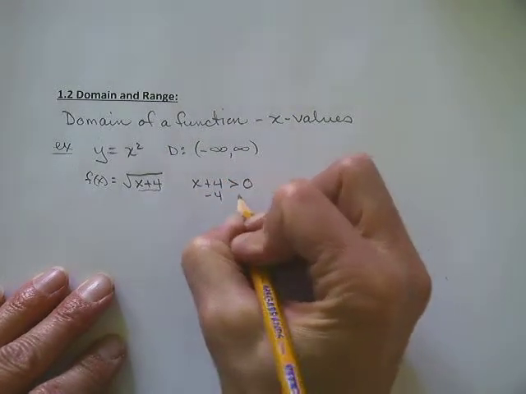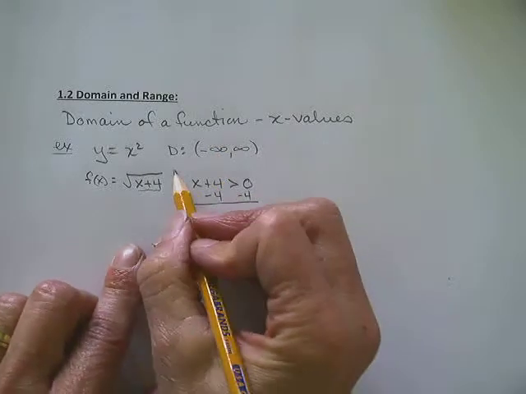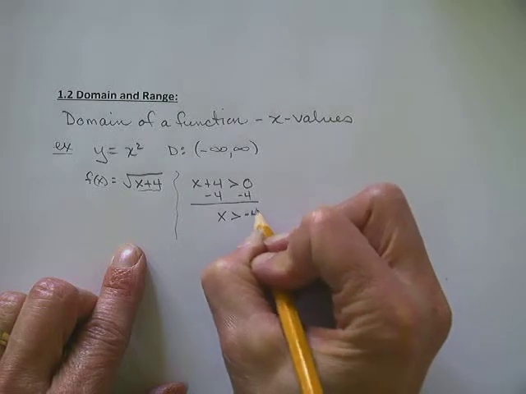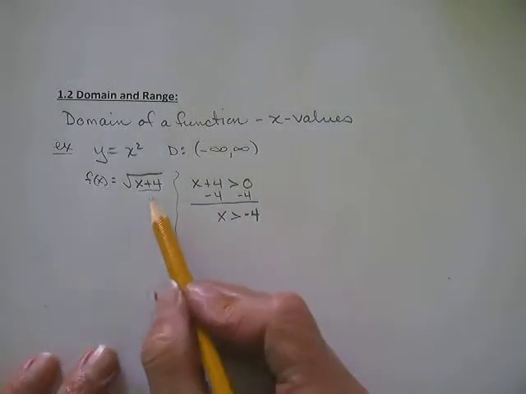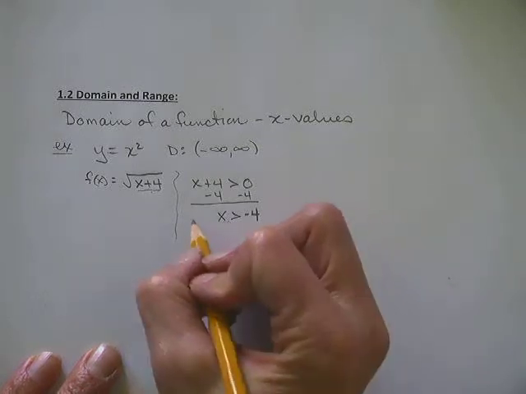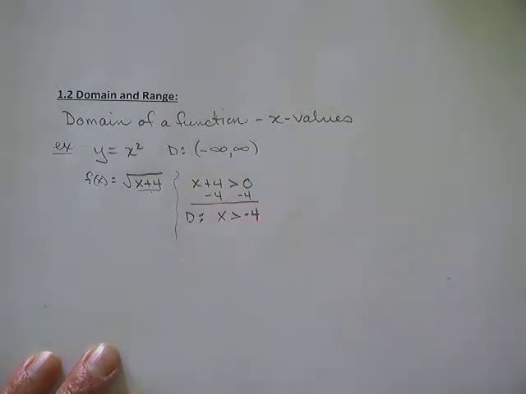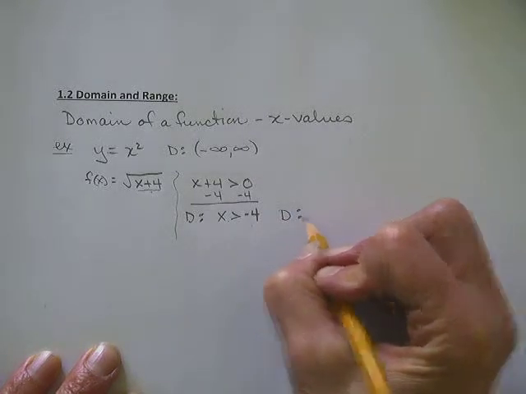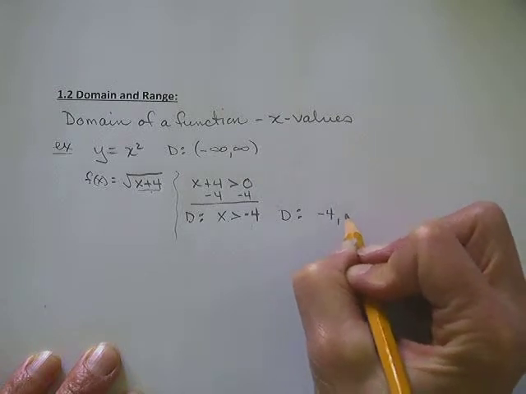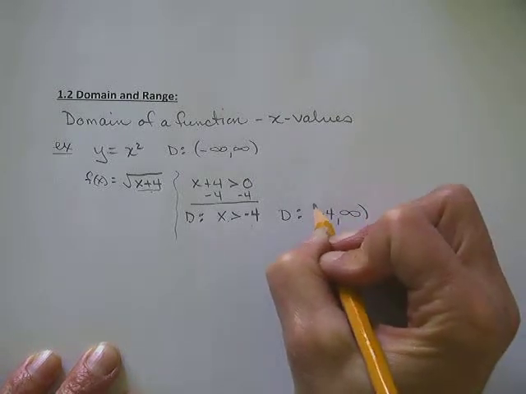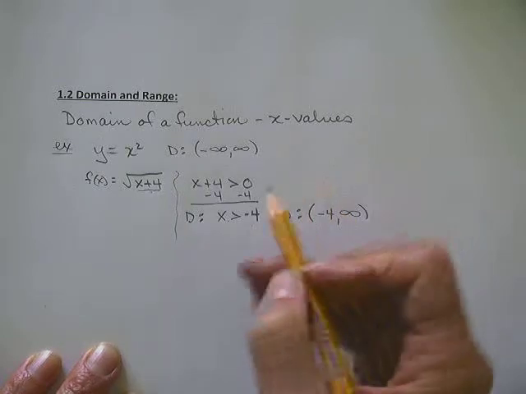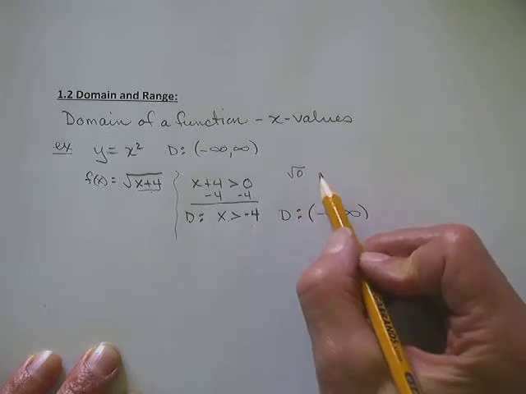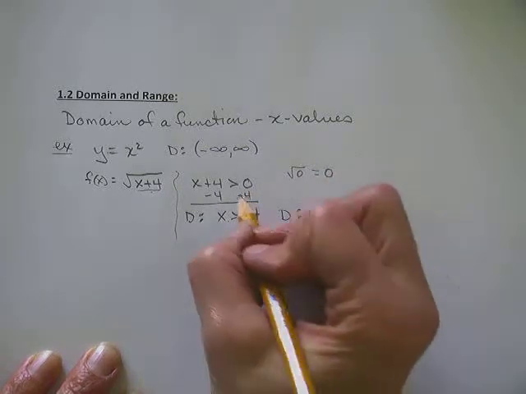Well, let's solve this. How would we solve something like this to figure out what x is? What would I do? Subtract 4. There you go. So this says that as long as x is greater than or equal to negative 4, this function is true. So this right here is my domain. Another way we would write this is that the domain is from negative 4 to infinity, both having parentheses.